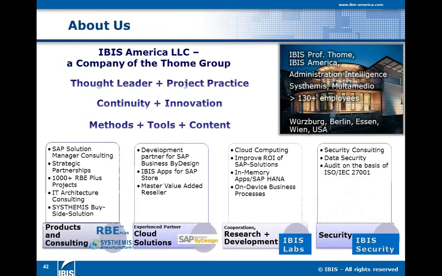So a little bit about us. IBIS America is a company. We're part of the Tomei group of companies. This is a group of companies focused on continuity and innovation for SAP customers. We support the methods and tools needed to accelerate adoption of SAP functionality as well as the ongoing management of SAP platforms. And we have 4 primary lines of business.